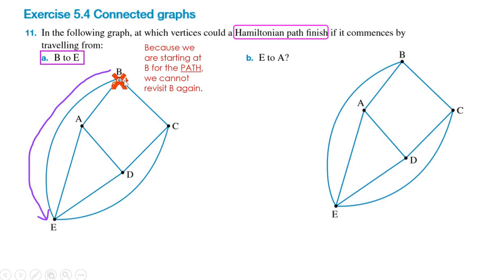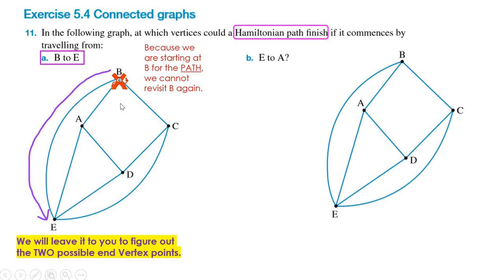Now, because we started at B here, we're not allowed to visit B again. So that means you won't be able to use this path C to B, and you won't be able to use this A to B path. Both of those now are out of bounds. We can't use them because we've already started at B and we've been round to E. So we can't use that path or that path there, all right?